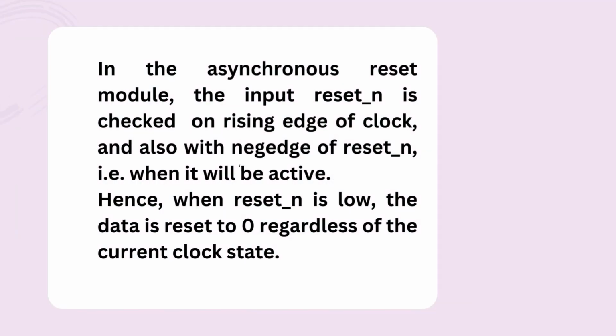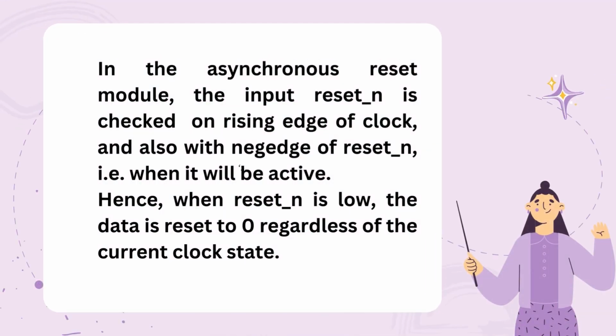So in asynchronous reset module, the input reset underscore n is checked on rising edge of clock and also with negedge of reset underscore n, that is when it will be active. Hence, when reset underscore n is low, that is it's active, the data is reset to 0 regardless of current clock state. This is asynchronous reset.